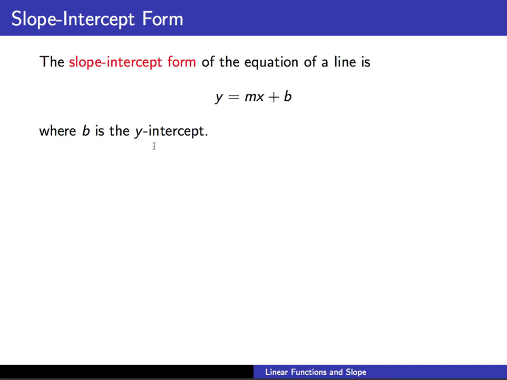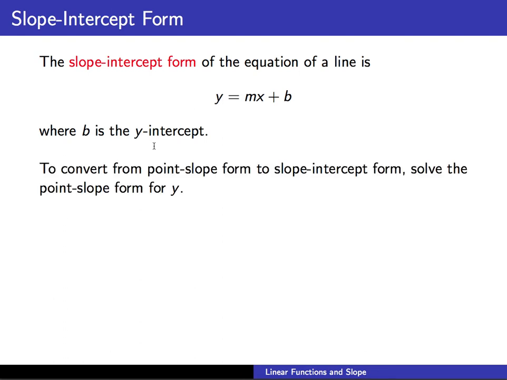And if you'll recall, the y-intercept has an x-coordinate of 0 and a y coordinate of wherever it hits the y-axis. So it's just a special case of the point-slope form, which means when asked to find the equation of a line in slope-intercept form, you could find it in point-slope form and then convert it to slope-intercept form.